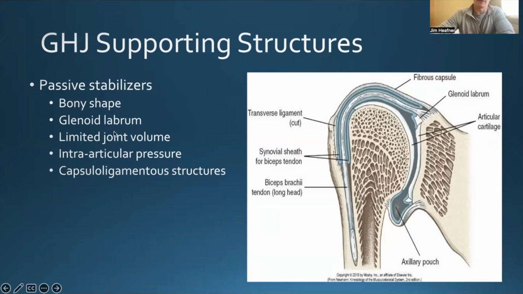Other things that bring stability: there's limited joint volume or joint space there, so that helps with some stability. The natural intra-articular pressure, or intra-joint pressure, helps create stability. And then the capsulo-ligamentous structures, so our inferior, middle, and superior glenohumeral ligaments, and other ligaments around the area that attach from the glenohumeral joint up to the acromion. So there are a lot of these passive stabilizers, which are extremely important.